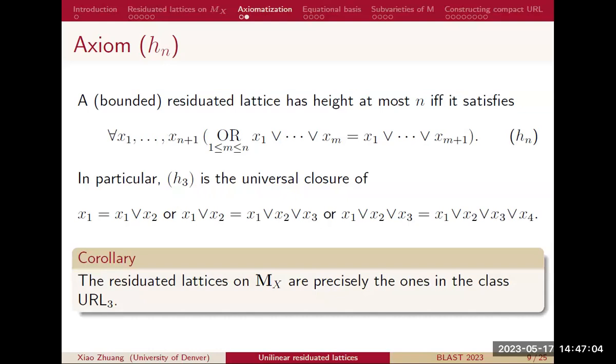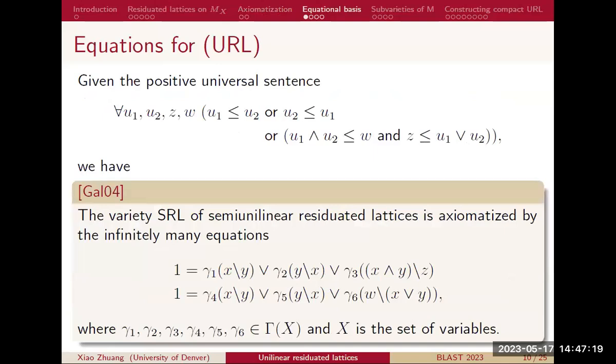In the following, I will call linear residual lattice by URL, and the URL3 represents the class of residual lattice whose height is not 3. This is our axiomatization. And Nick in 2004 published a paper, and I think it's named the equation basis of the joint varieties. In there, he proposed a method that can transfer any universal positive sentence to an infinite set of equations, which is very beneficial in our case, that it provides us the equational basis for our classes.